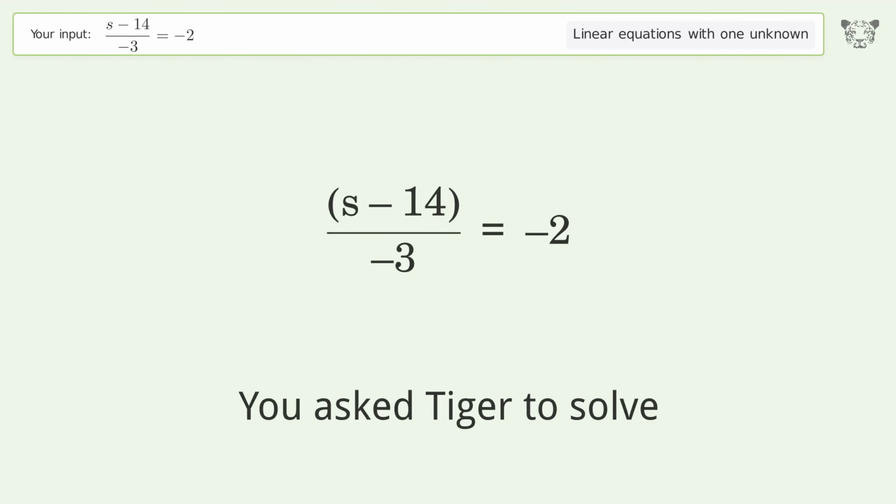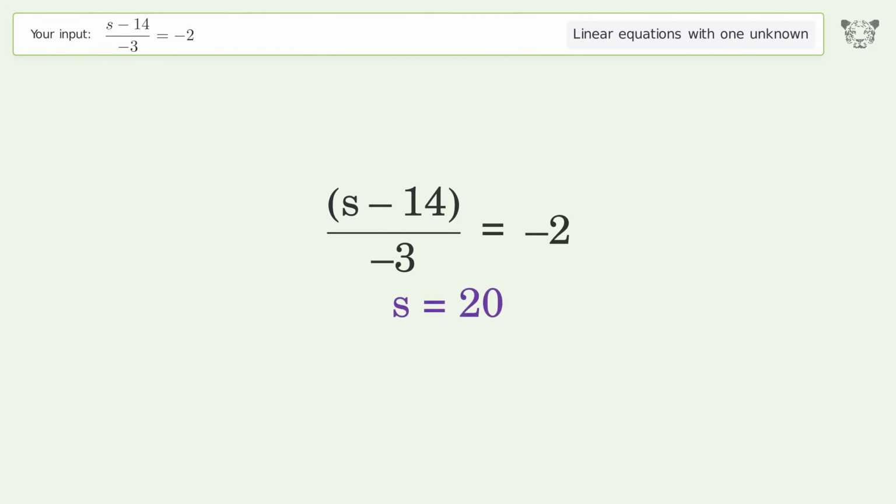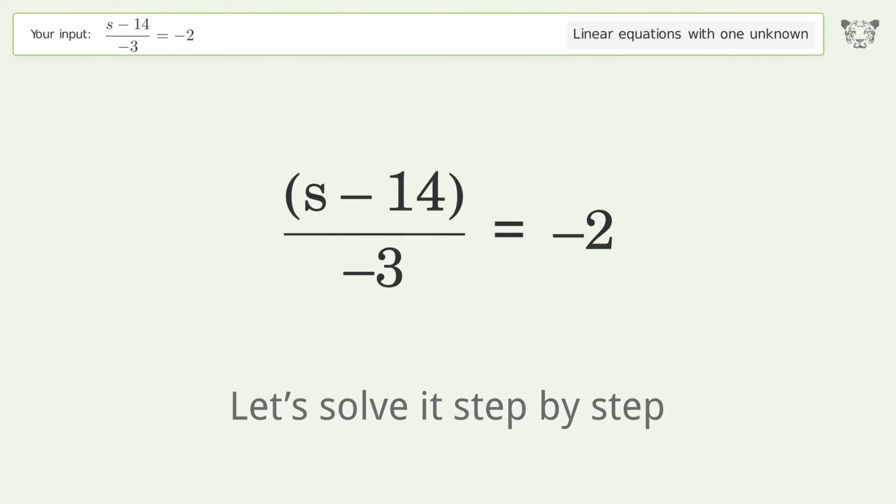You ask Tiger to solve. This deals with linear equations with one unknown. The final result is s equals 20. Let's solve it step by step.